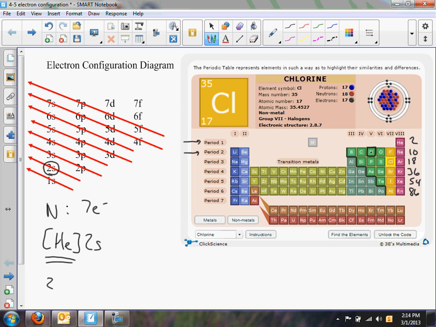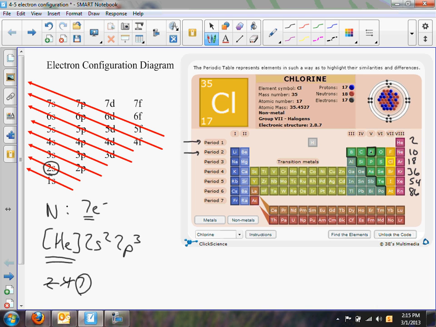The 2s we know can hold 2, so I'm up to 4 electrons. The next lowest is the 2p, and I can put 3 more electrons there to add up to 7 electrons, which is what I'm looking for. So the abbreviated configuration would be helium 2s2 2p3.